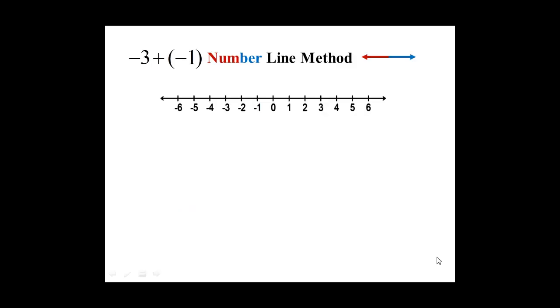We will add the numbers -3 plus -1 using the number line method. The first number, -3, indicates where we will start on the number line. We are adding a negative number, so we will move to the left. We will move to the left one space. -3 plus -1 is equal to -4.